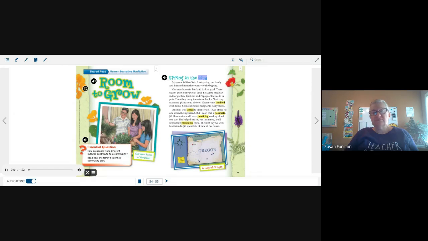Spring in the city. My name is Kiku Soto. Last spring, my family and I moved from the country to the big city. Our new home in Portland had no yard. There wasn't even a tiny plot of land, so Mama made an indoor garden. First, she and Papa planted seeds in pots. Then they hung them from hooks. Next, they crammed plants onto shelves. Green vines tumbled over desks. Soon our house had plants everywhere.